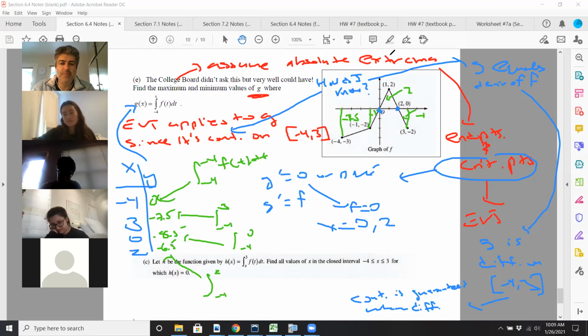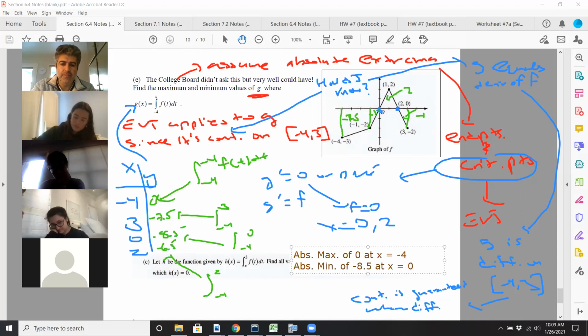But let me put this as a text block and how I would want you to write this. So you would say absolute max of 0 at x equals -4. And you say absolute min of -8.5 at x equals 0. And your justification is already taken care of because you said EVT applied to G. And again, G is going to be continuous because G prime equals F.